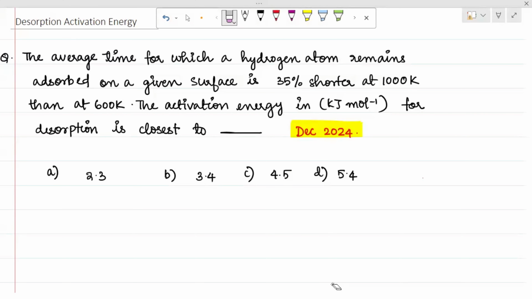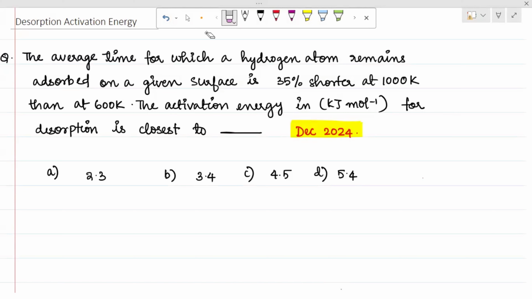Next is a rank booster question from desorption activation energy asked in December 2024. Earlier these types of questions were only asked in GATE, but now as you have access to calculators in CSIR exams as well, you get numericals in the NET exam as well. So let's try out the question.